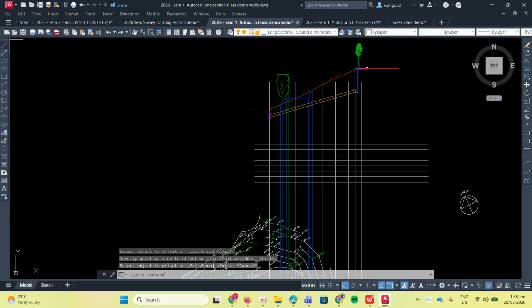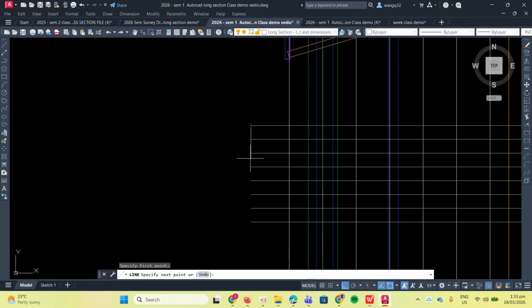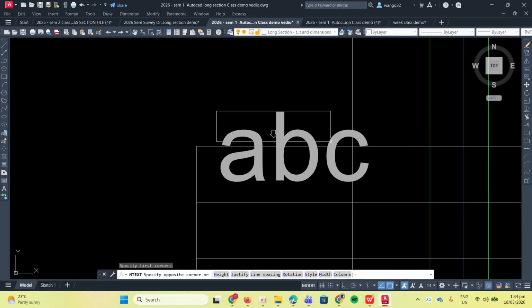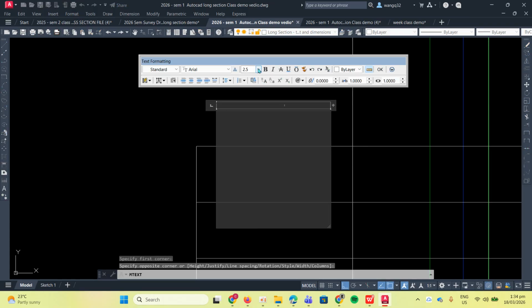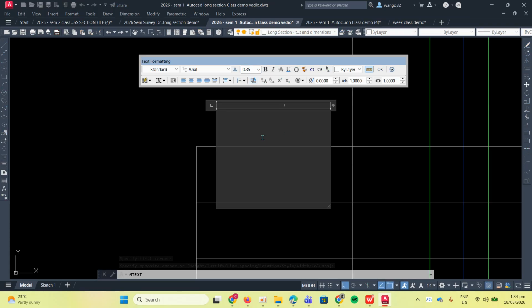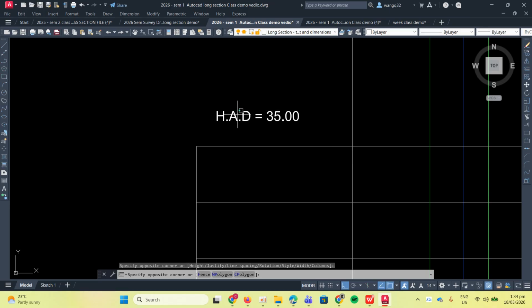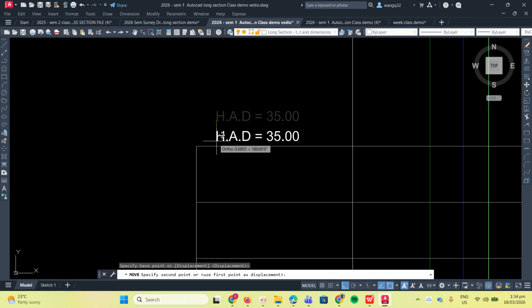And then after that, we just draw a vertical line. You decide the wideness of your table. And then after that, we need to put the text here. The text size will be 0.35. And the first row is our HAD equals 35 meters. And I'm going to move that one down to here.